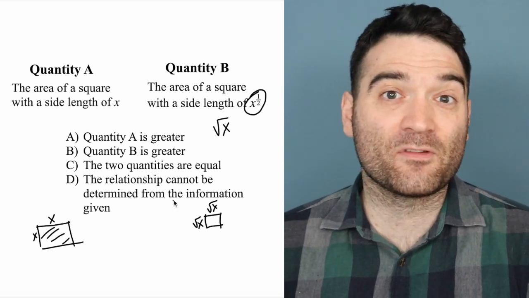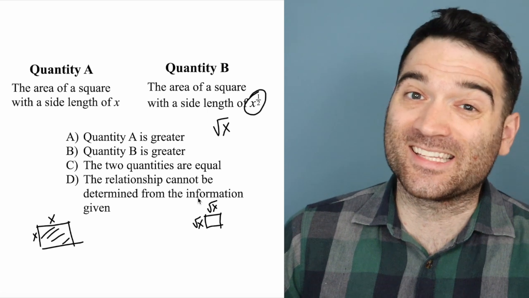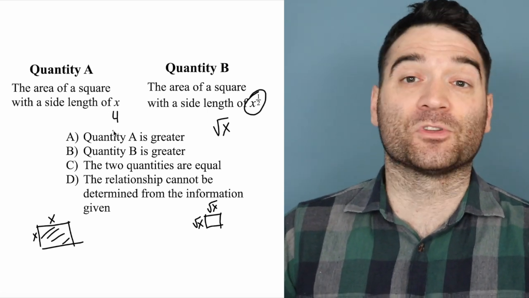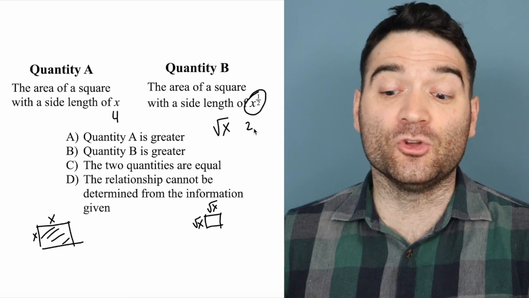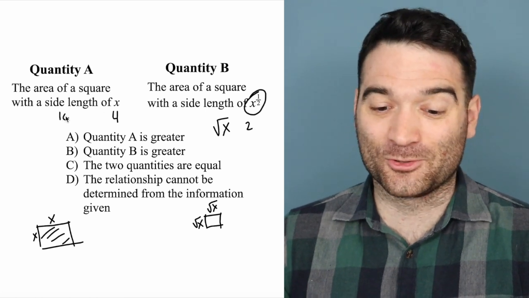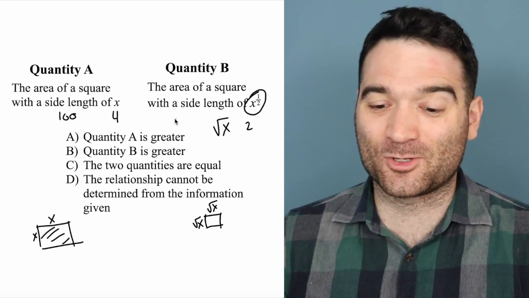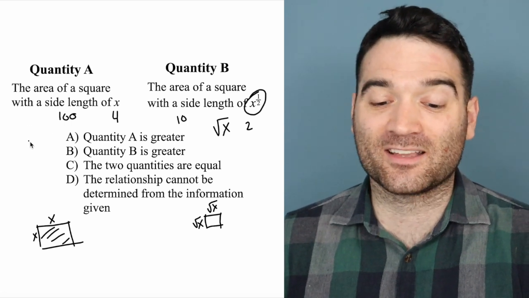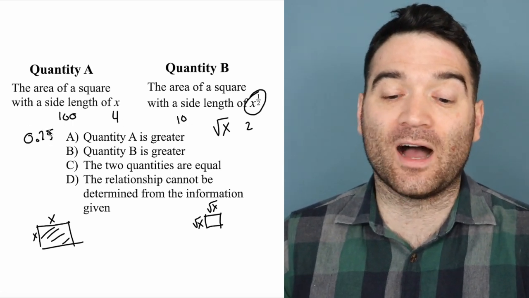When we're doing quantitative comparison questions, we need to consider all the possibilities. And so it's true that if x were, say, equal to 4, and this were equal to 2, this would be greater. It would also be greater if x were equal to 100, and the square root of x were equal to 10. But what happens if x is equal to 0.25?